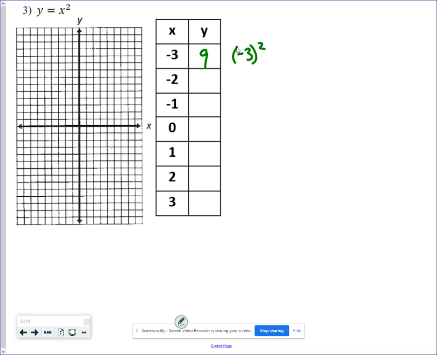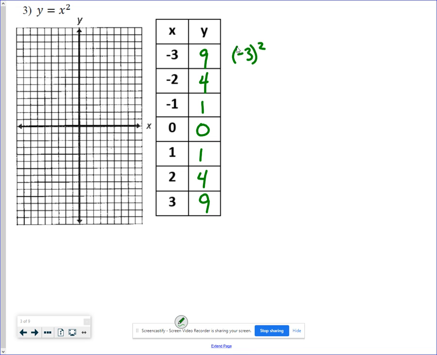I don't think that we have to write this down for all of them. -2 squared, or -2 times -2, is 4. -1 squared is +1. 0 squared is 0. 1 squared is 1. 2 squared is 4. And 3 squared is 9. So you can see, again, there is definitely a pattern. There's some symmetry here.